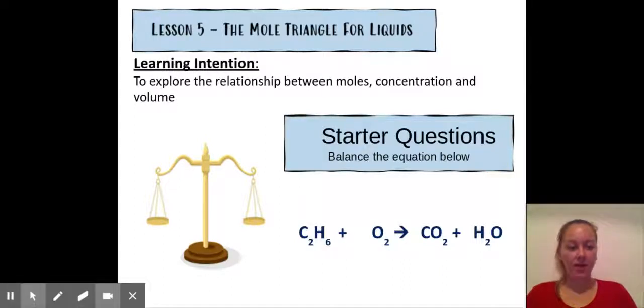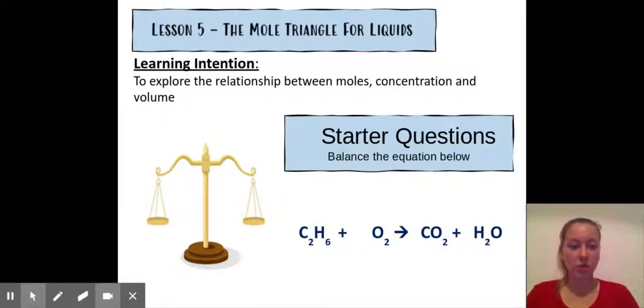Hi guys, we are now on to lesson 5 from the mole and calculations topic. This lesson is the mole triangle for liquids. Now we have already discussed and practiced lots of examples of the mole triangle for solids, so this is going to be probably a lot more straightforward than it was the first time because we've been through the process already. So our learning intention is to explore the relationship between moles and concentration and volume this time because we are dealing with liquids and solutions.